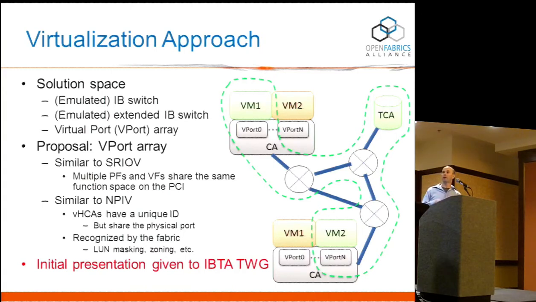On the figure here, this is what we want to achieve. We have a channel adapter, a standard channel adapter. We have this virtual port array, and then a couple of virtual machines, and we have some TCA. Let's say we want to define a partition that includes VM1, VM2, and the TCA. We want to be able to express that. So VM1 has an HCA that in its PKey table has only the green PKey, and the TCA has only the green PKey, and VM2 on the lower hand side also has the green PKey. That's it. That's what we're aiming at.